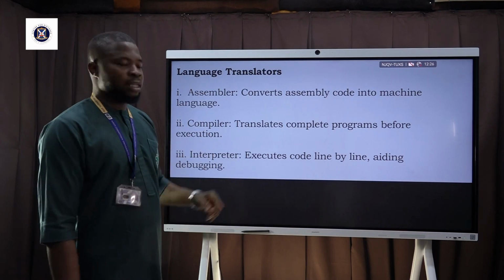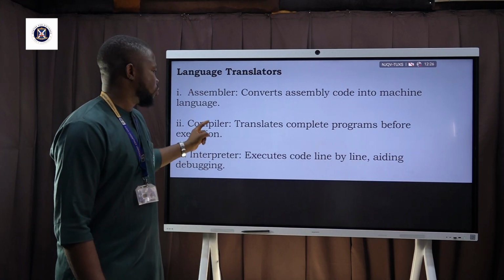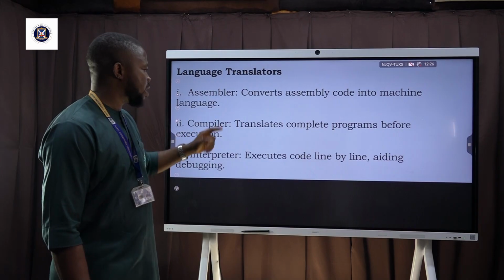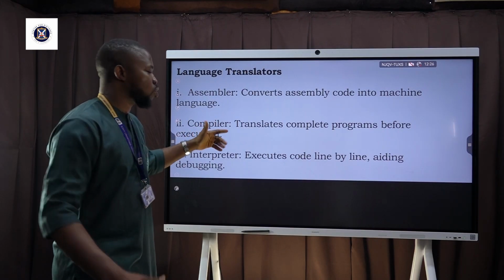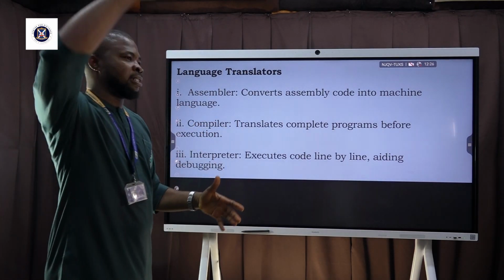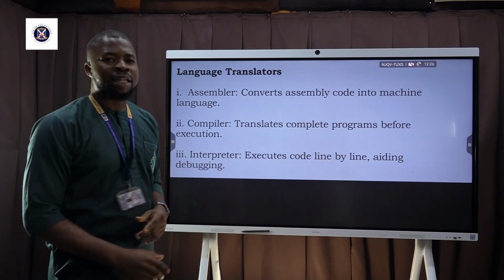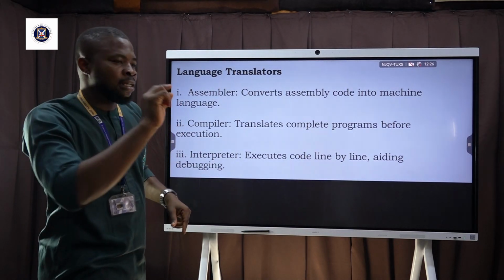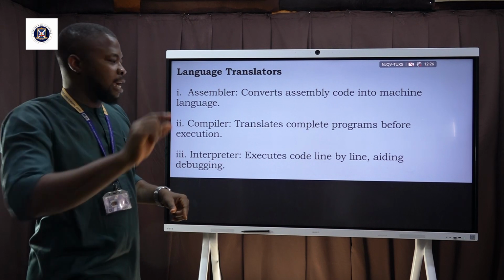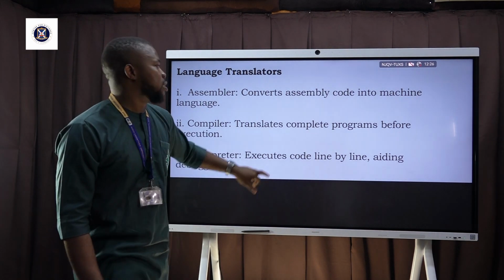But note this, there's a difference between these two. For instance, this is faster than this. Why do I say it is faster than this? It is because this compiles all your lines of code and debugs them once, while your interpreter interprets them line by line and debugs the error line by line. So it is slower when it comes to execution.